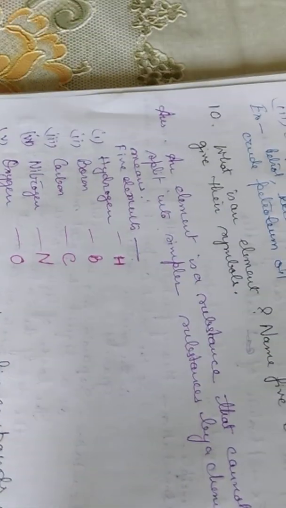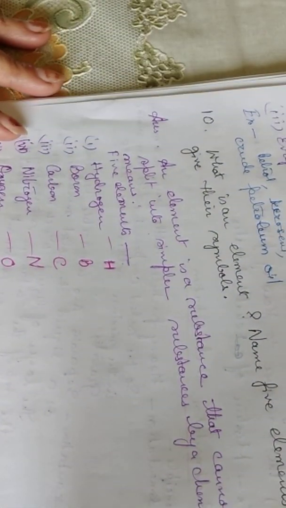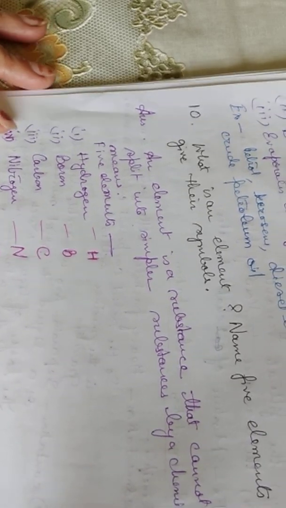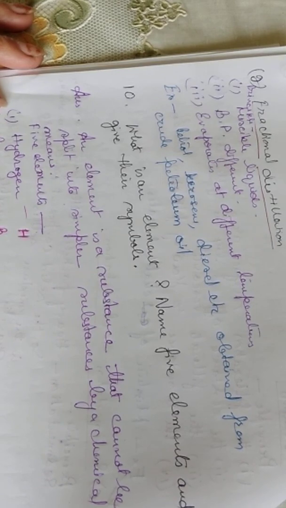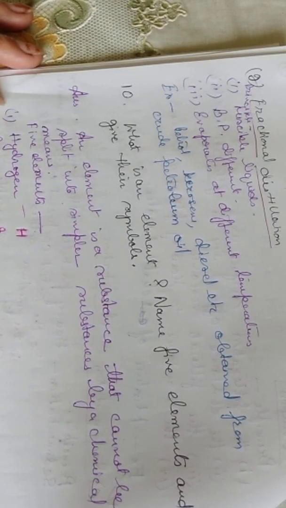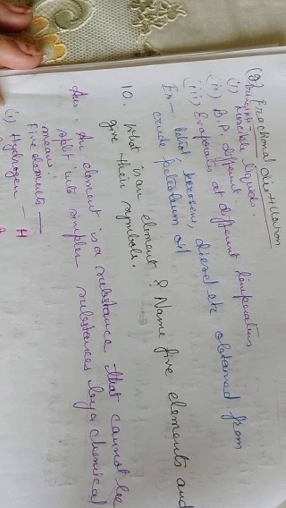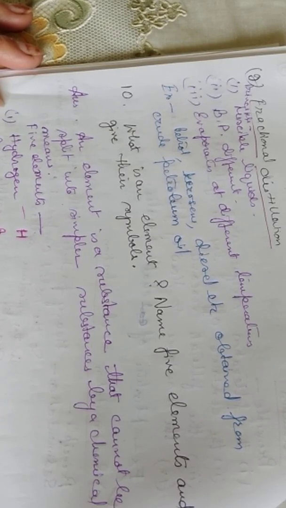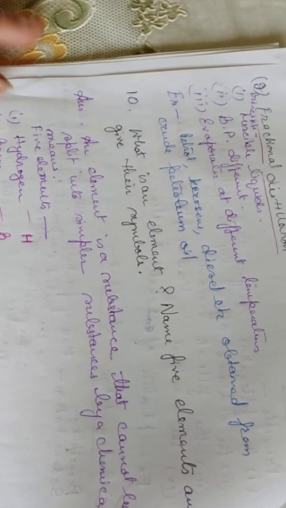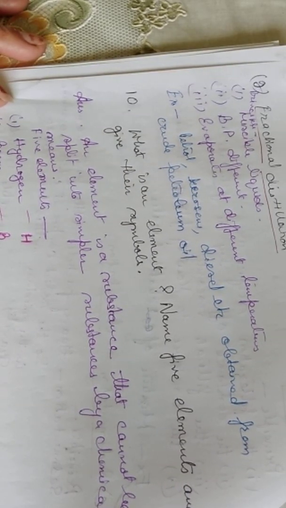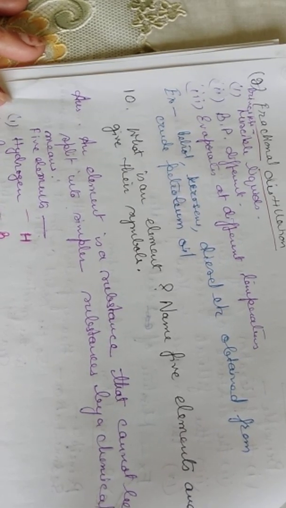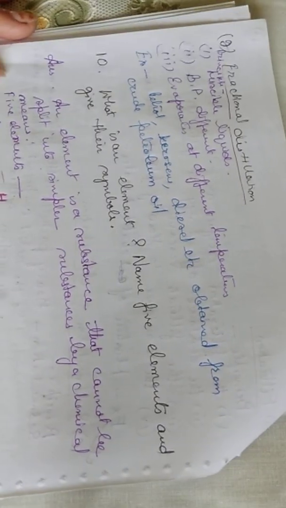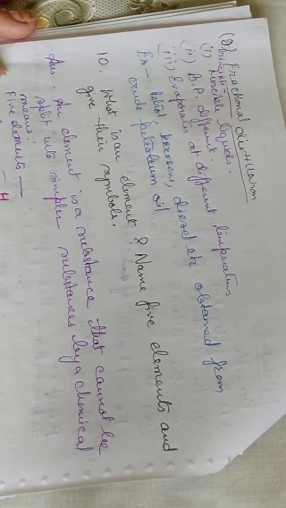The next process is fractional distillation. Here the principle is that the mixture should be made up of miscible liquids which differ in their boiling points, so they evaporate at different temperatures. For example, petrol, kerosene, diesel, etc. are obtained from crude petroleum oil by this fractional distillation process.